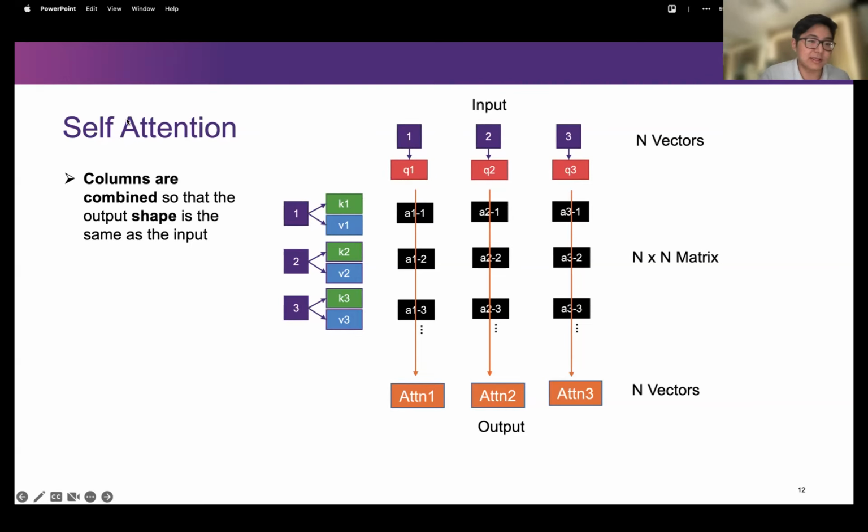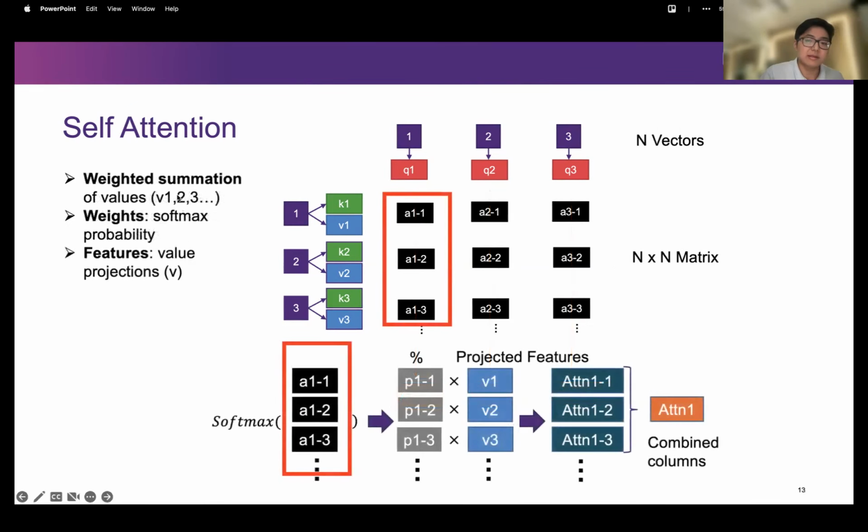Okay, so the next step the attention mechanism does is it combines the columns of this matrix so that the output would still be a sequence of vectors. The benefit of that is the output will have the exact same shape as the input. So remember how we map the input to a correlation matrix, then we merge that back to vectors so we can keep stacking layers. So how does the merge work?